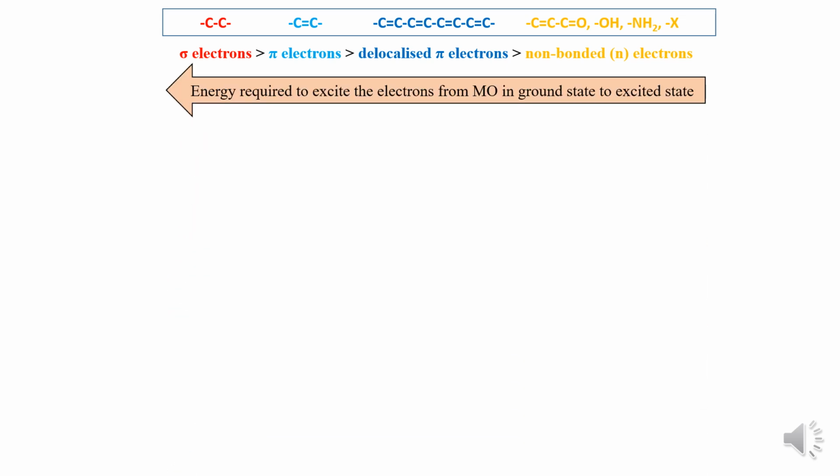Now here is the order of energy required to excite the electrons from the molecular orbital in the ground state to the excited state. More energy is required to excite the sigma electrons, while the least energy is required for non-bonded electrons present on the heteroatoms. Why is that? Let's find out.